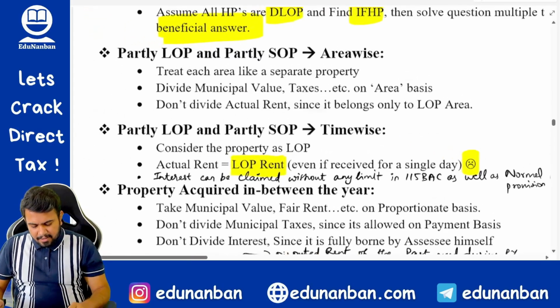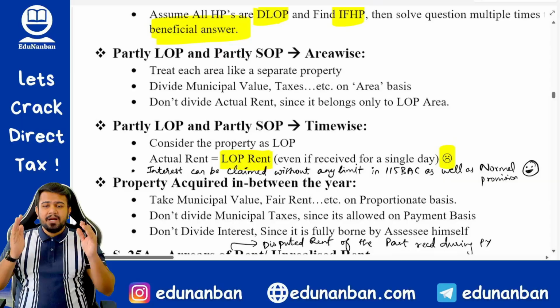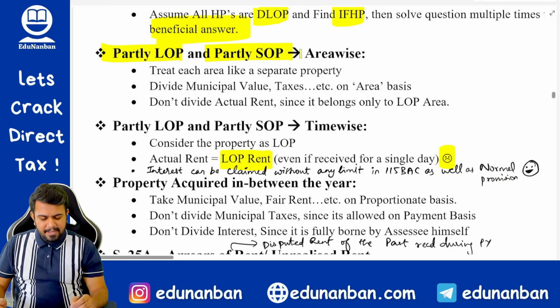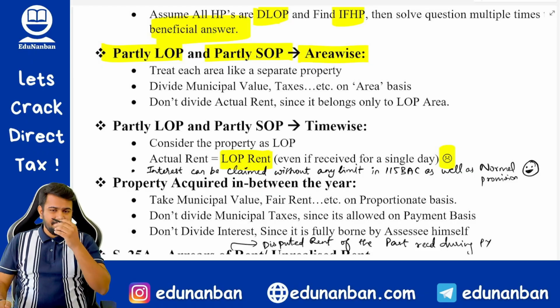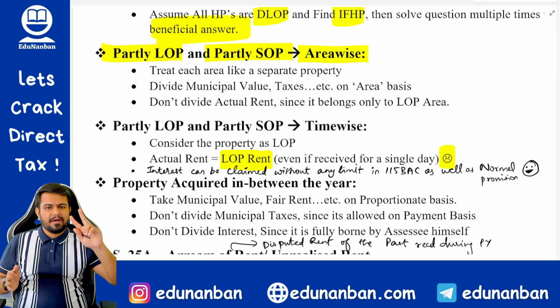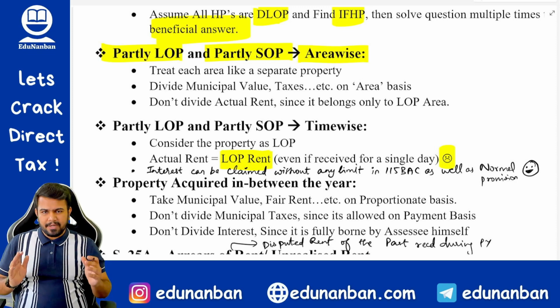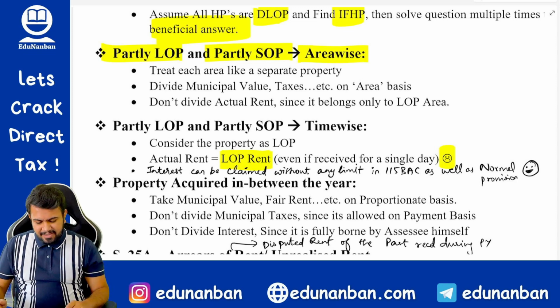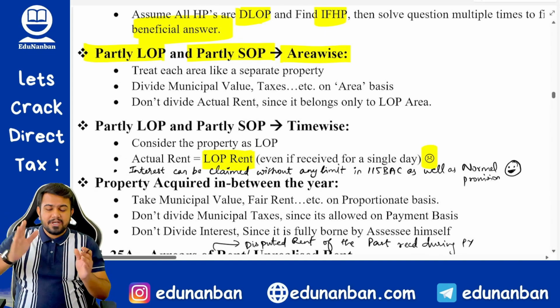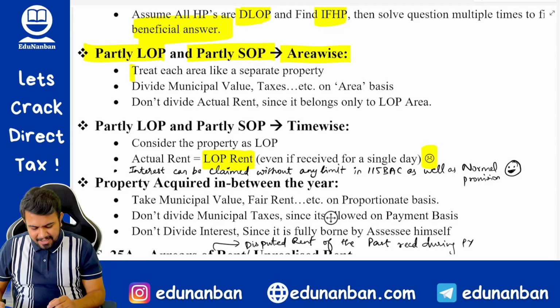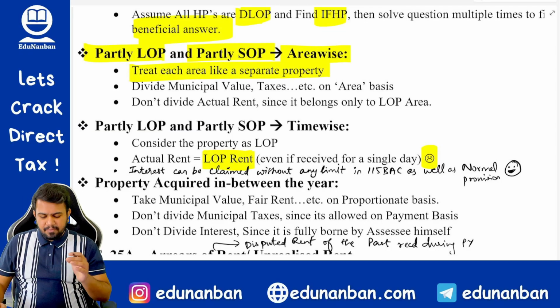Now, sir, what if a property is partly let out and partly self-occupied area wise? For example, there is a house property and there are two floors. One floor is given on rent, one floor is self-occupied. In such case, what to do? Very simple. Both floors, you treat it as separate house property and solve the question. So treat each area like a separate property.